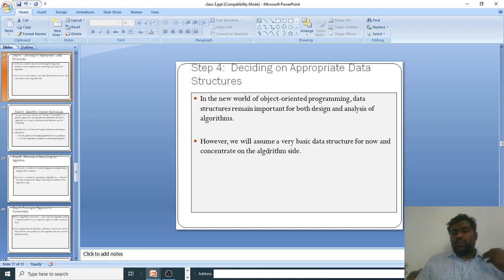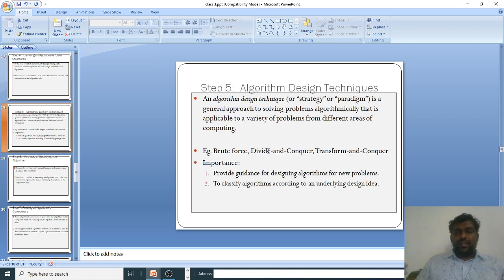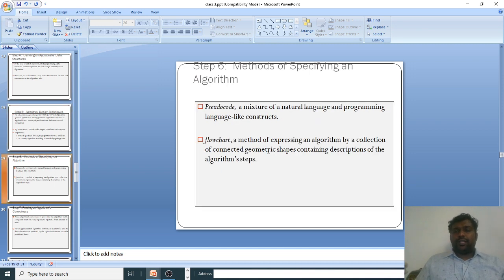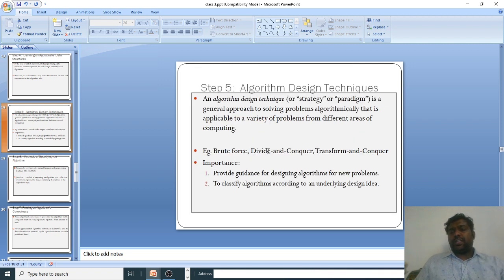Next, decide on the appropriate data structure. For example, in DFS and BFS we use data structures called stacks and queues. Already you have studied DFS and BFS in your data structures course. Then the algorithm design technique. From module 2 you're going to study a variety of design techniques: divide and conquer, greedy algorithm, dynamic programming, branch and bound, backtracking. Out of that you have to choose any one.